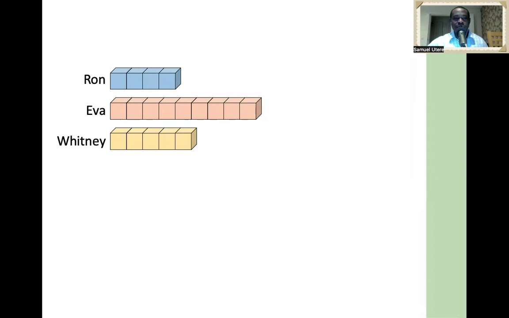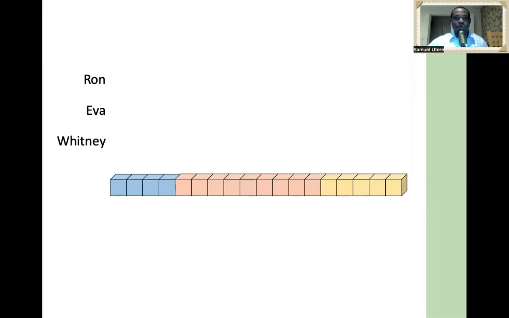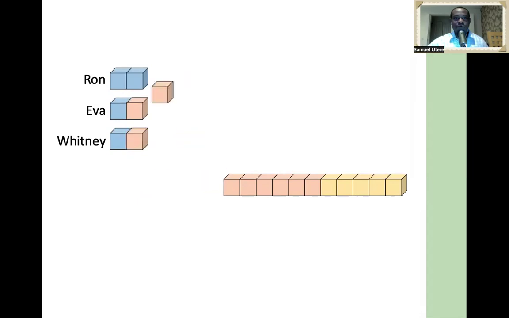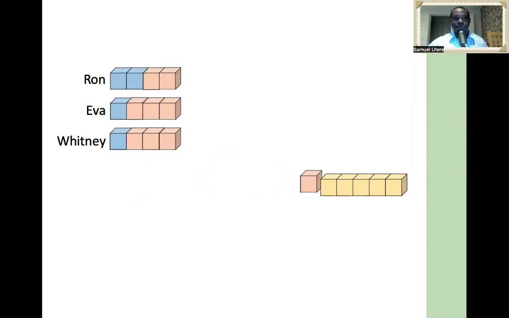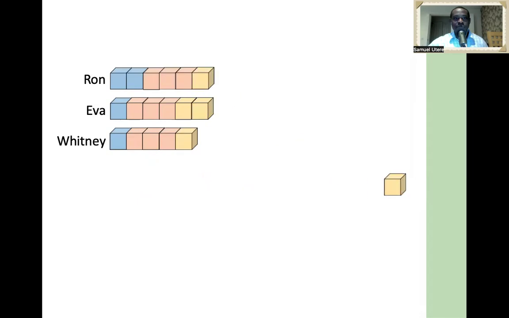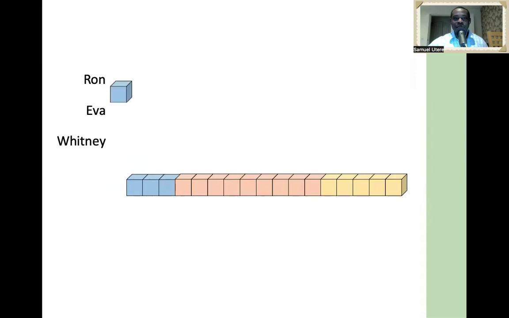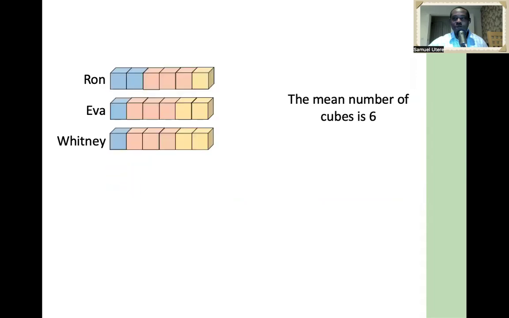Here, we have Ron, we have Eva, and we have Whitney. If we were to put their numbers together and start to split things up, sharing it among them, you'll see that we've given them equal amounts. The mean number of cubes is 6. Initially, this is what they had, but when we do the mean, the idea is to give them equal amounts. So the mean number of cubes is 6.